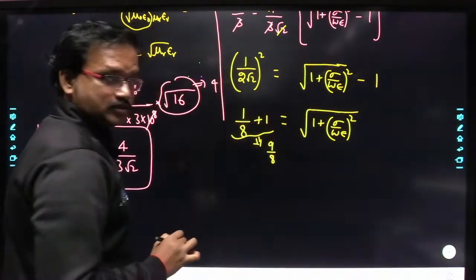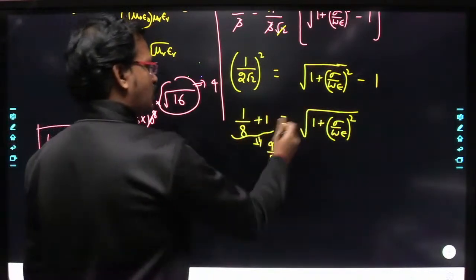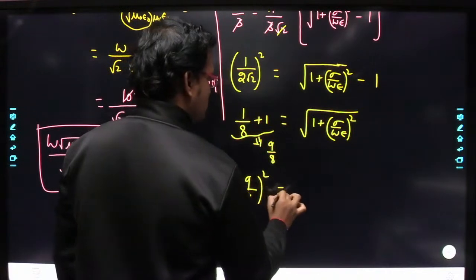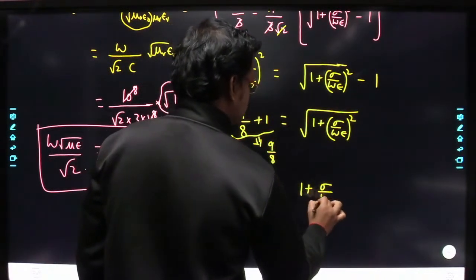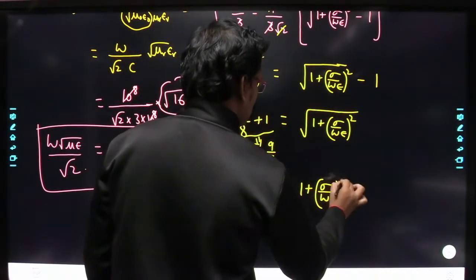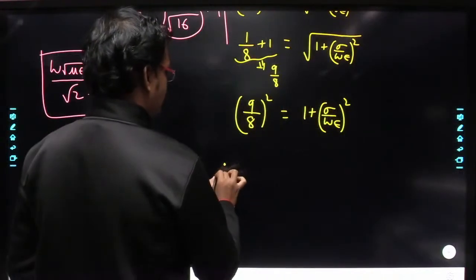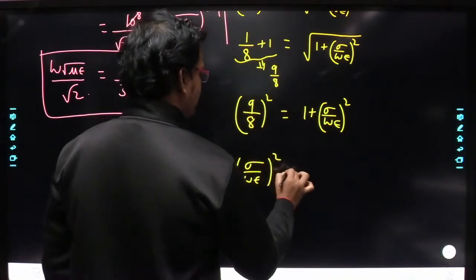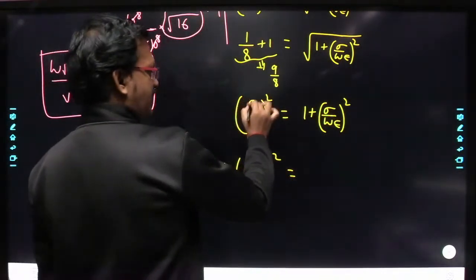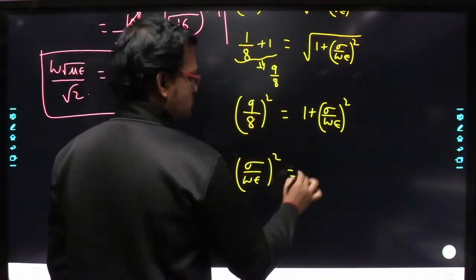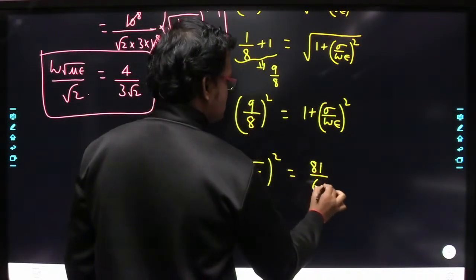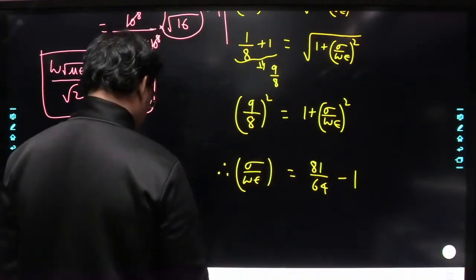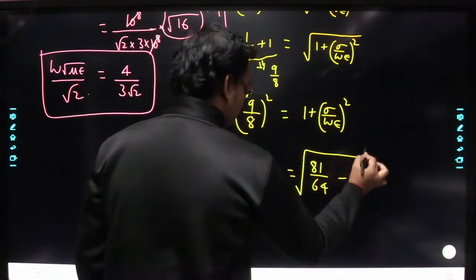9 by 8. Okay, so now again squaring on both sides, what you are going to get? (9 by 8) whole square is equal to (1 plus sigma by omega epsilon) whole square. So therefore (sigma by omega epsilon) whole square is equal to what? (9 by 8) whole square minus 1, so that is 81 divided by 64 minus 1. So if you want sigma by omega epsilon ratio, then you have to take the root of this value.